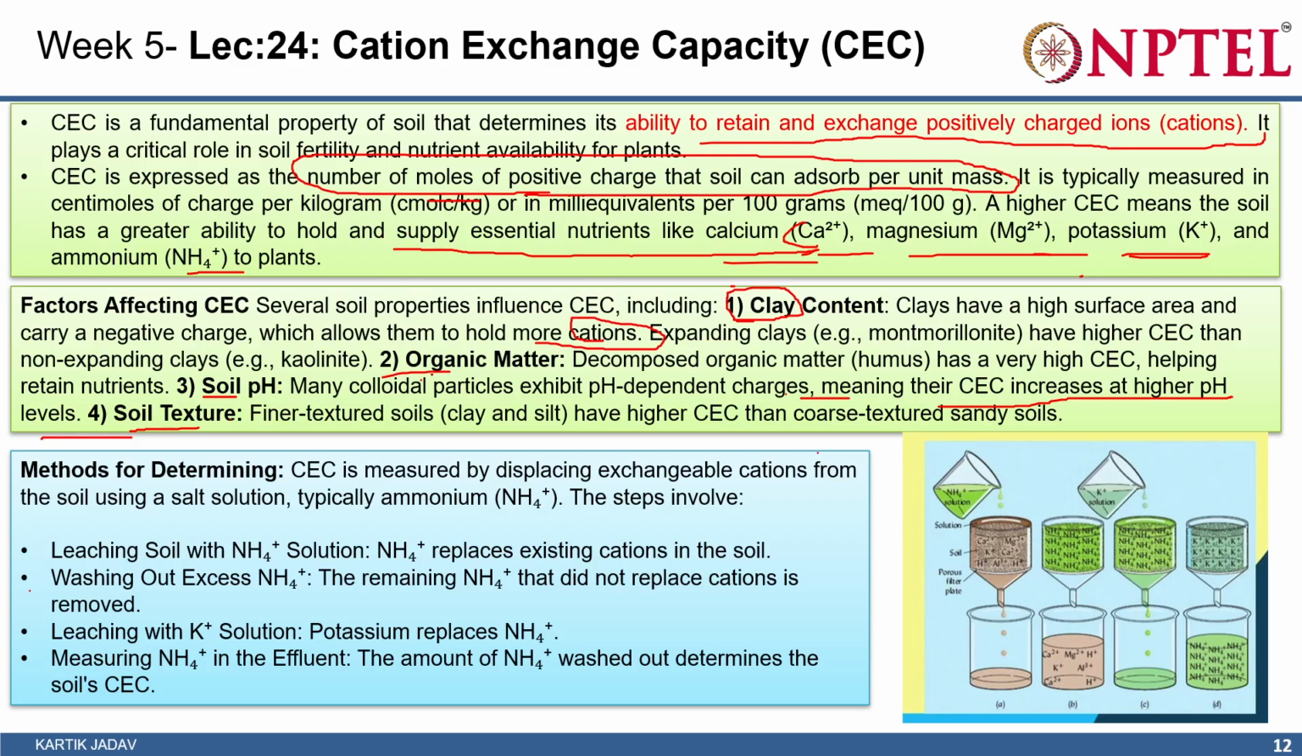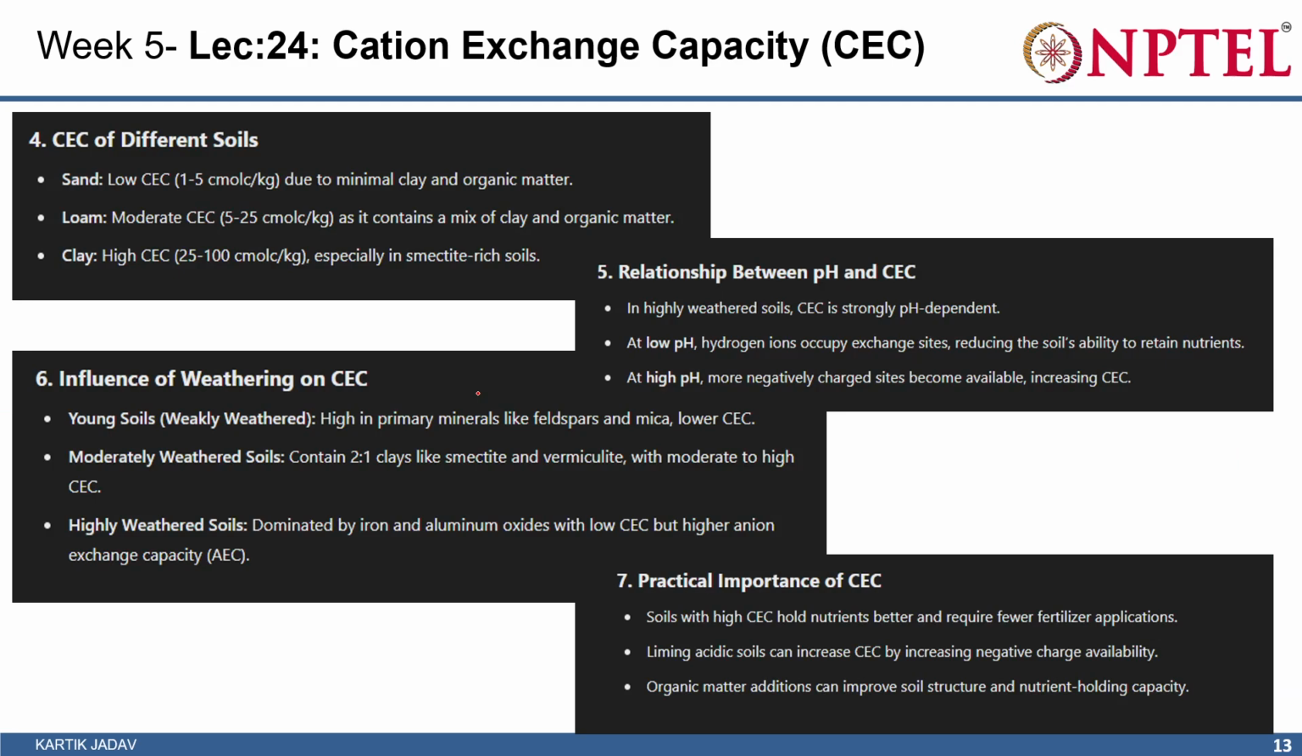We have also discussed the methods of determining cation exchange capacity. In that, to remove all the cations from the soil, we put in the ammonium solution. Then the ammonium solution is replaced by the potassium solution, and then we use the volume of ammonium solution at last for all the calculation.